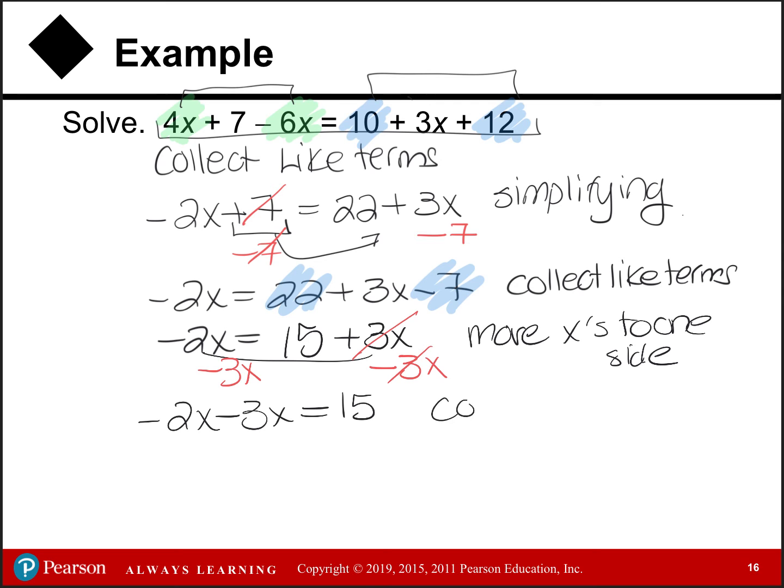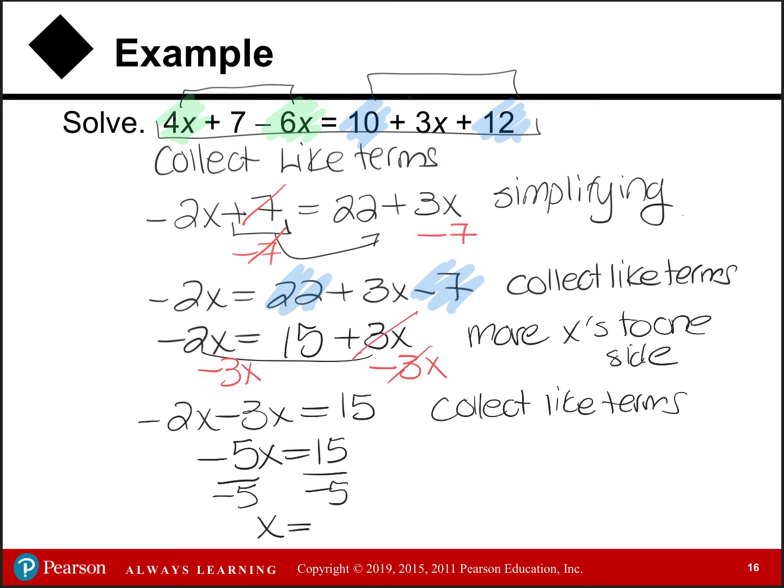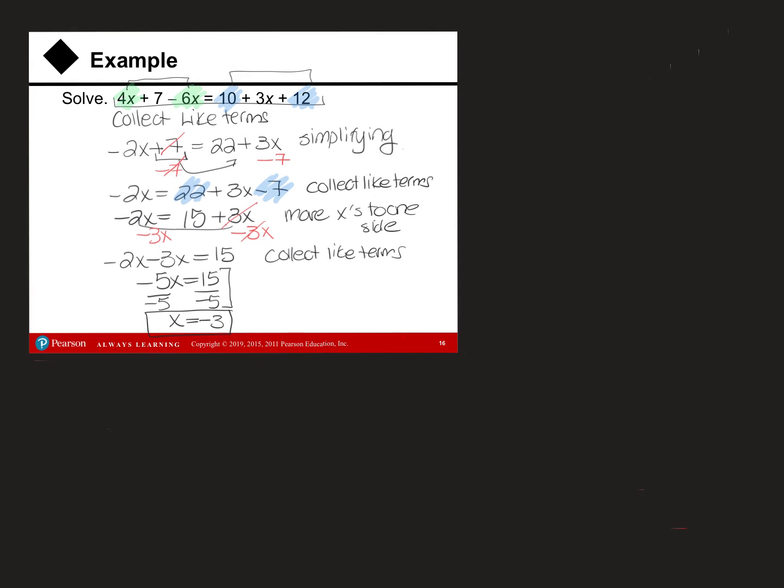Then I'm going to collect like terms. So I get minus 5x equals 15. And then I still got to get my x all by itself, so I'm going to divide by negative 5, divide by negative 5. So x equals, and I'm just going to do this part on my calculator, negative 3. Okay, and then to check it, I'm going to have to make my page smaller. So to check it, I'm going to go back to the original.